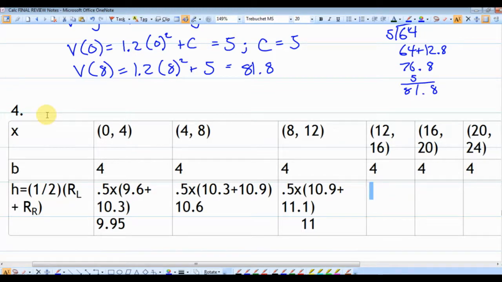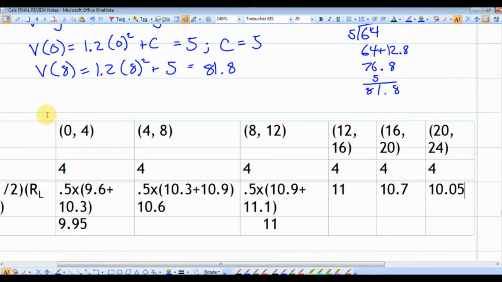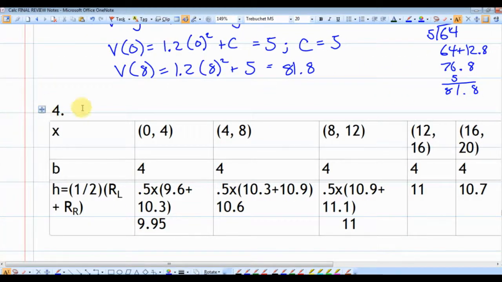Okay, the average of 10.1 and 10.9. 11, right? The average of 10.9 and 10.5. No. It's 11.1. Oh, 11. Yeah, 11.1 and 10.9. I was like, where's the 10.9? Average of 10.5 and 9.6. 10.05. That's the last one. Yeah, 10.05. All right, so I'm gonna have to believe you on all those. That's 11.